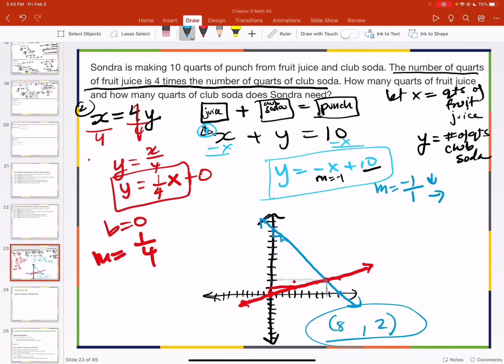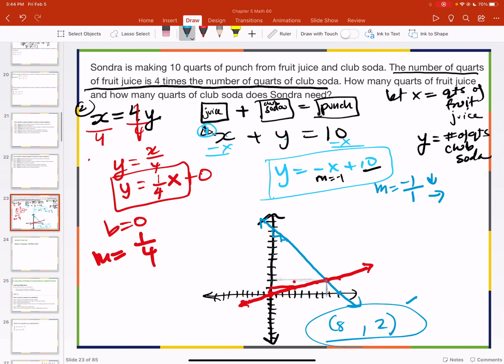And you know how we know? Because we could plug it in to check. 8 plus 2 is 10, and also 8 is equal to 4 times 2. So yeah, the actual answer is 8, 2. So see how I graphed it weird? If I'm in a rush, graphing is not the best way to solve a system of equations. That is an option, but it's not the best way. So stay tuned for how to do that in the next few sections.